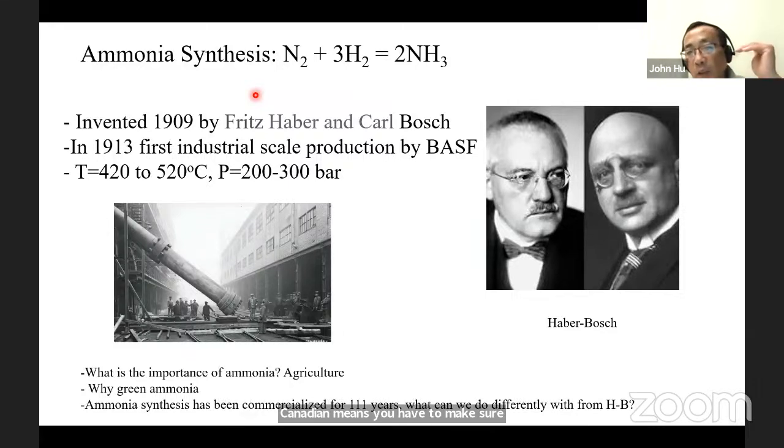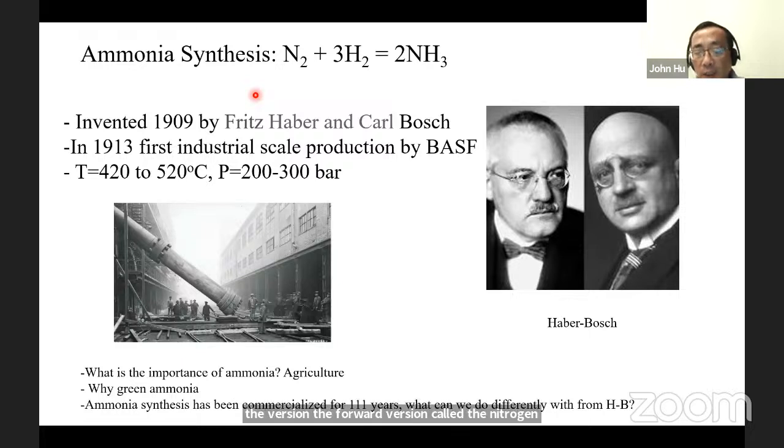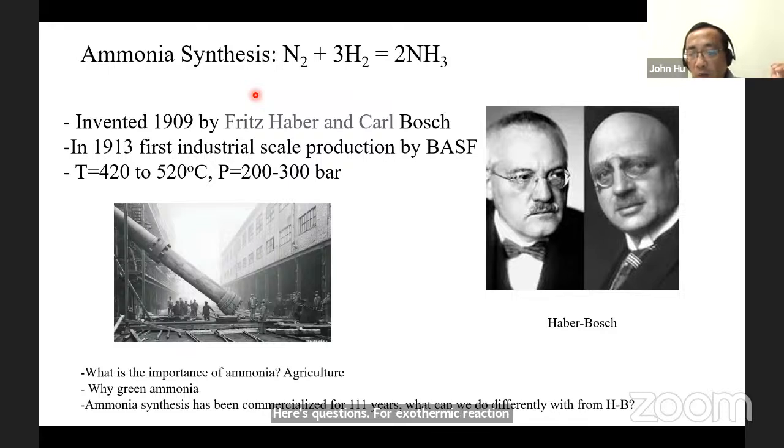However, if you look at this reaction, this is an exothermic reaction. I hope the audience understands, if you have a chemistry or chemical engineering background. The forward reaction, nitrogen plus hydrogen, gives out heat. It's called exothermic. Here's a question. For an exothermic reaction, is it favored if you increase temperature or unfavored if you increase temperature?